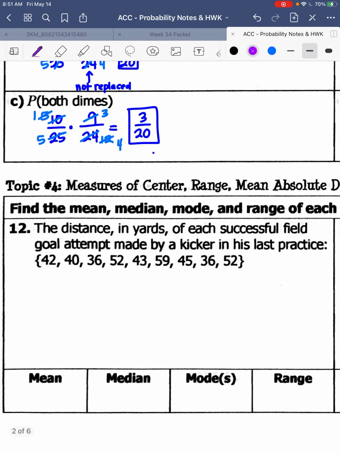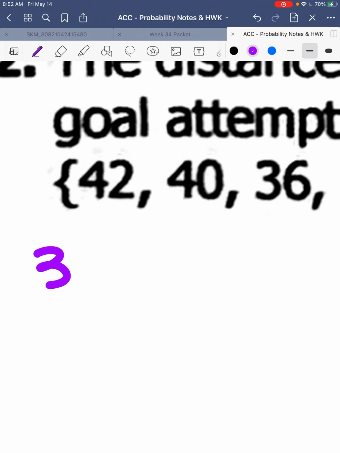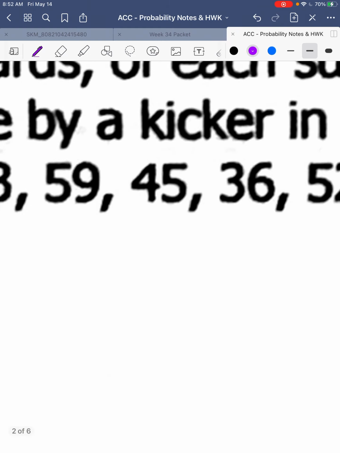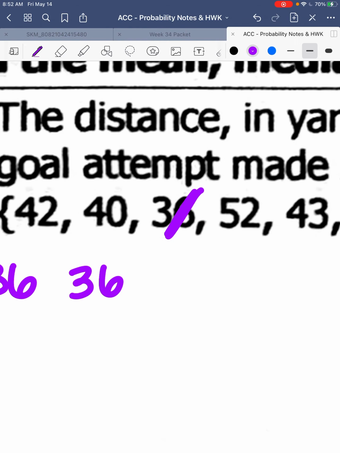So when I look at this data set, 36 looks small. I see two 36s. Those are the only numbers in the 30s. So we start with 36, and then we have another 36. And because I will mess things up if I don't mark them off, I'm going to mark them off as I go. Now my next smallest number is 40.